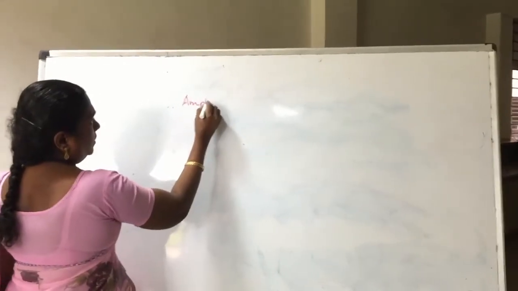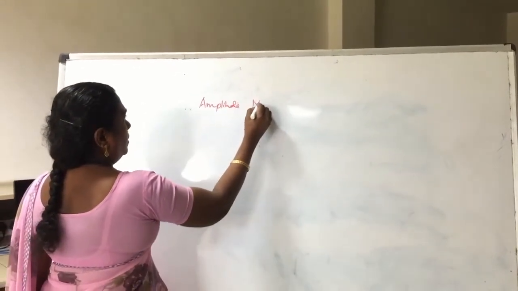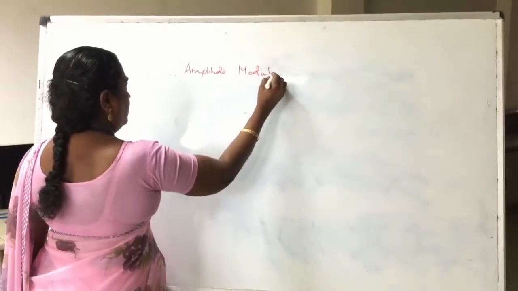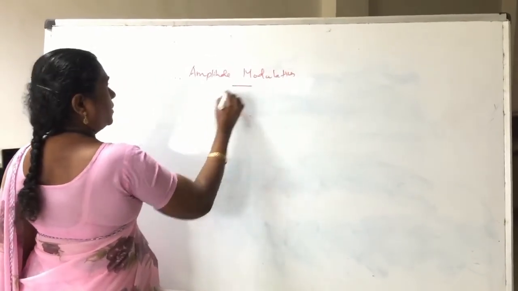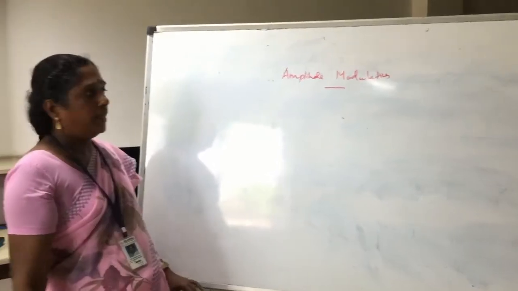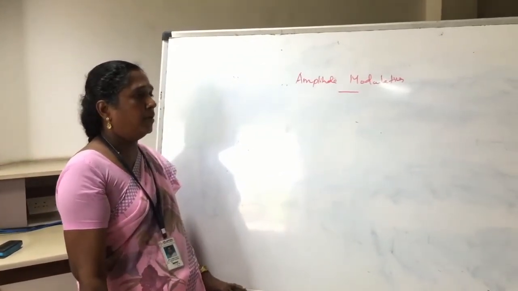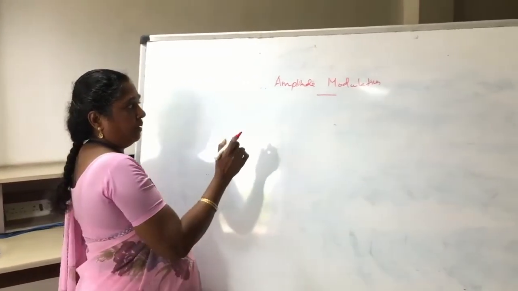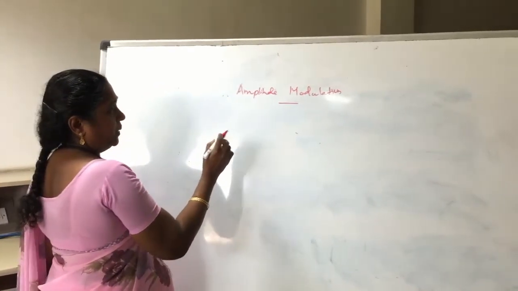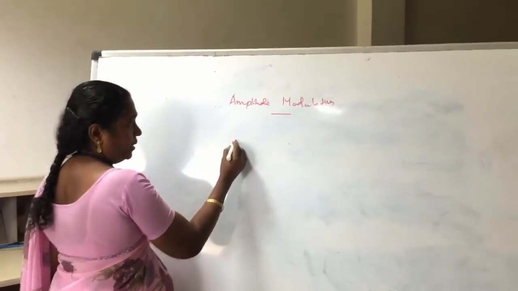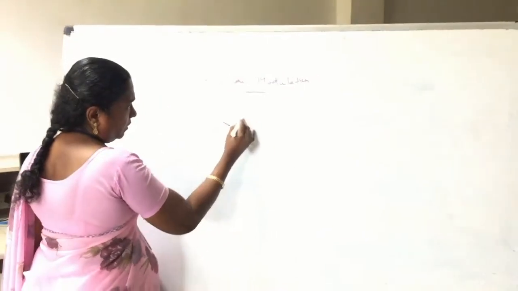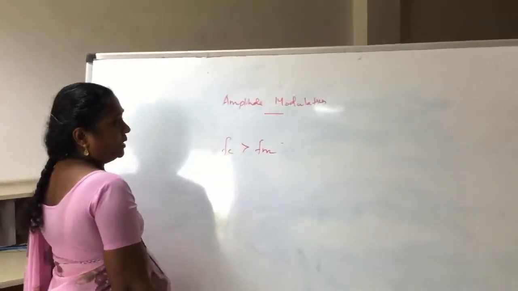Amplitude modulation. So amplitude modulation is the process by means of which the amplitude of the high frequency carrier is varied in accordance with the information signal. Okay. For example, you may consider the frequency of the carrier is always greater than the frequency of the information signal, that is the modulating signal.